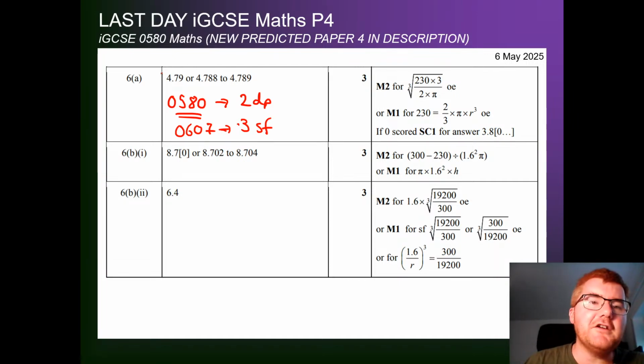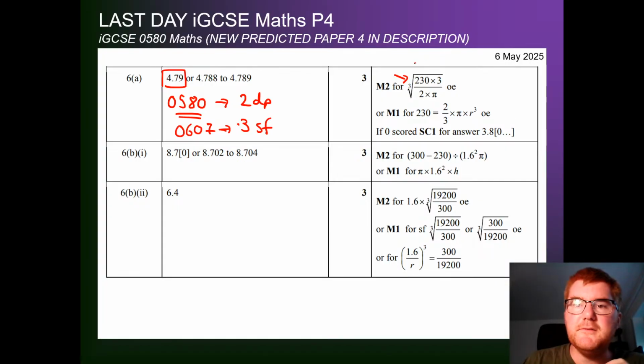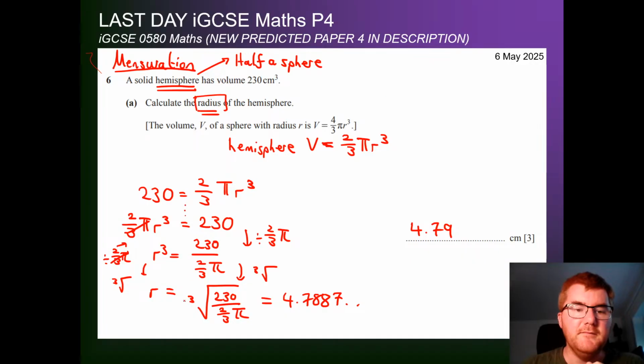Notice I got the most accurate answer possible by using this working that we've just talked about. So you get 2 method marks just for writing down this part here. You don't need to write that much working, but you need to have enough working that if this goes wrong for whatever reason, you can still pick up the 2 method marks.